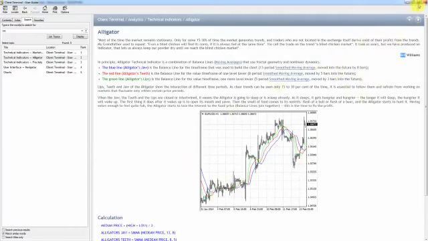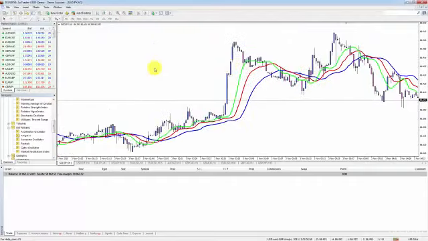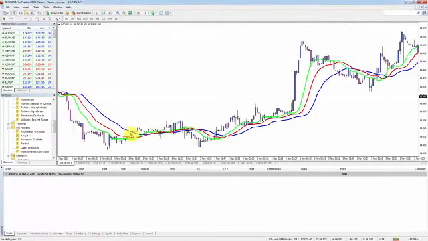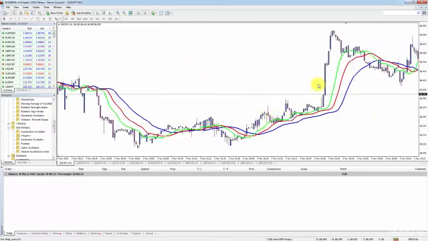What this story means is that you should think of this line metaphorically as an alligator. Here the lines are intertwined, so the alligator is asleep. But then once the jaws, or in this case, what is this? The lips are above the teeth, above the jaws, the alligator is waking up and is hungry and it wants to eat. And so therefore you get a movement.